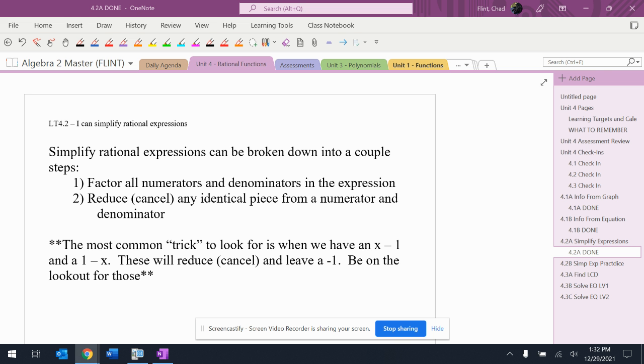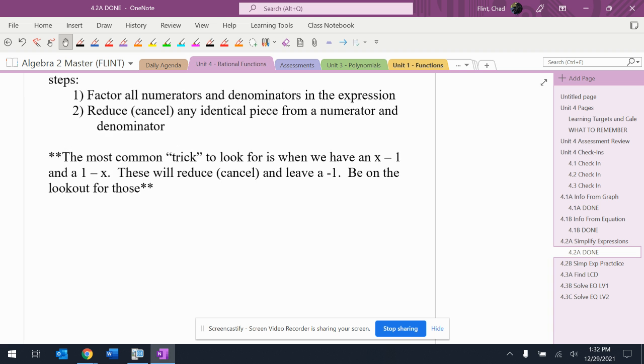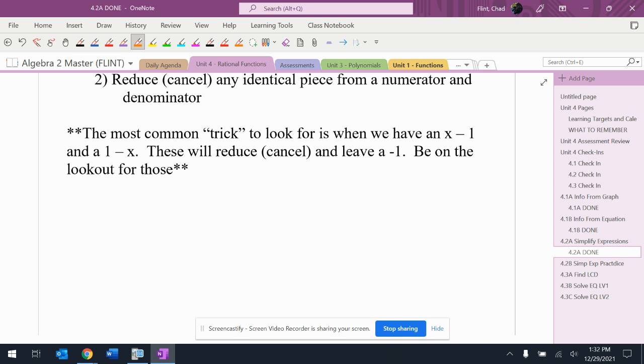And I hate using the word canceling because it's a dangerous word, because if we just start canceling, we just start crossing things off without thinking about it. Reducing is finding pairs of things that will divide out to a 1. All right, so a couple things here to look for. Number one, I'm going to explain kind of basically how this works.